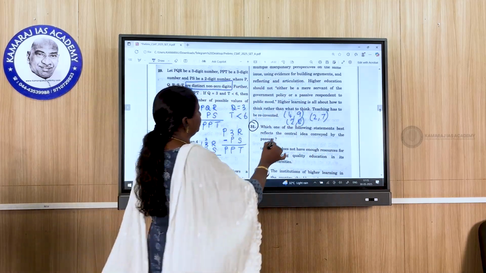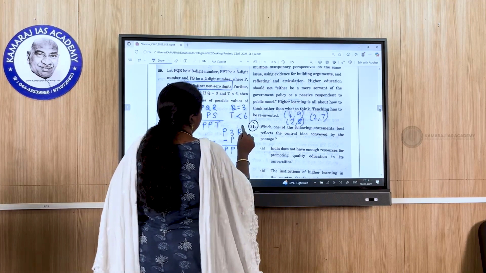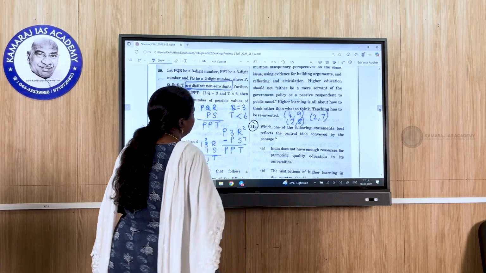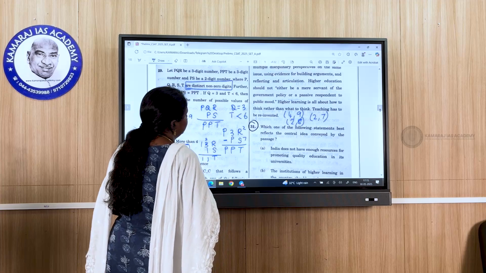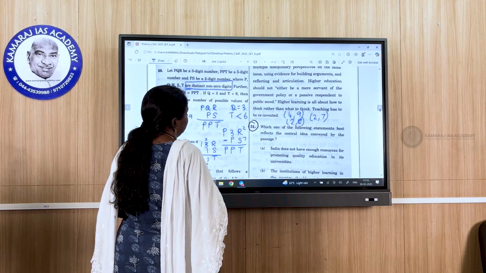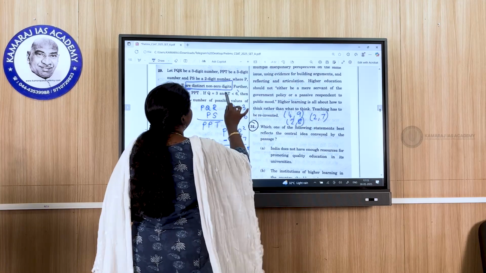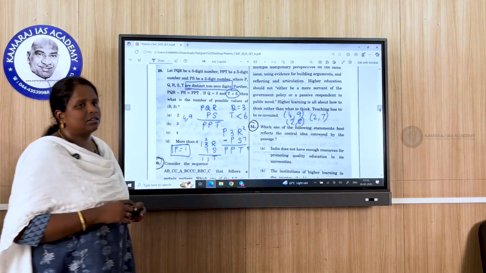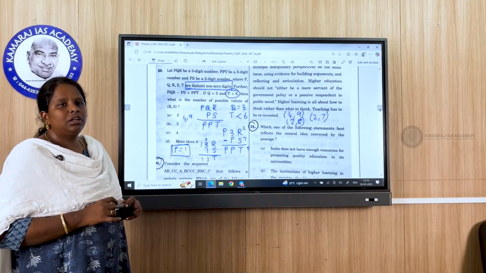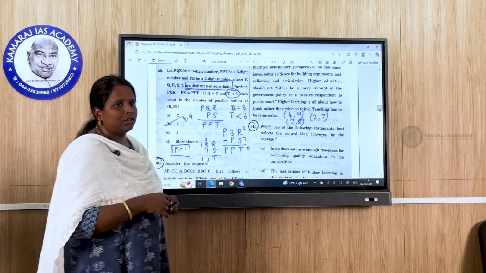Any other numbers? So check with 2 and 7 here, 12. So I'll be getting 5 here. If I go more than this, I'll be getting t value greater than 6. Clear? So your answer is 3 sets of numbers are there, right?